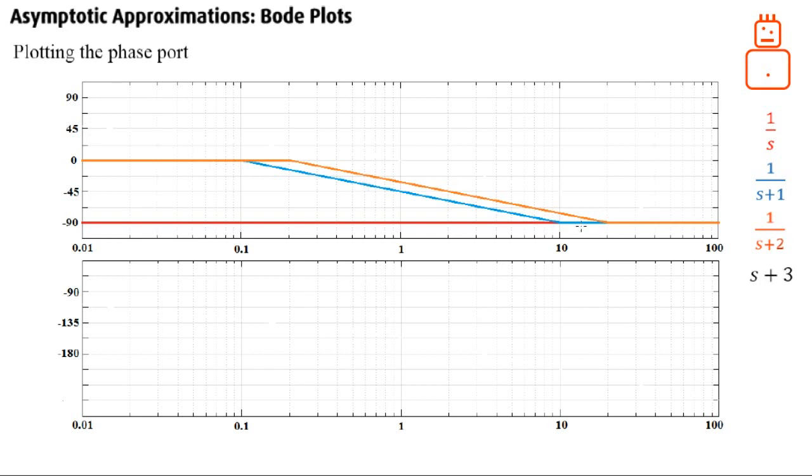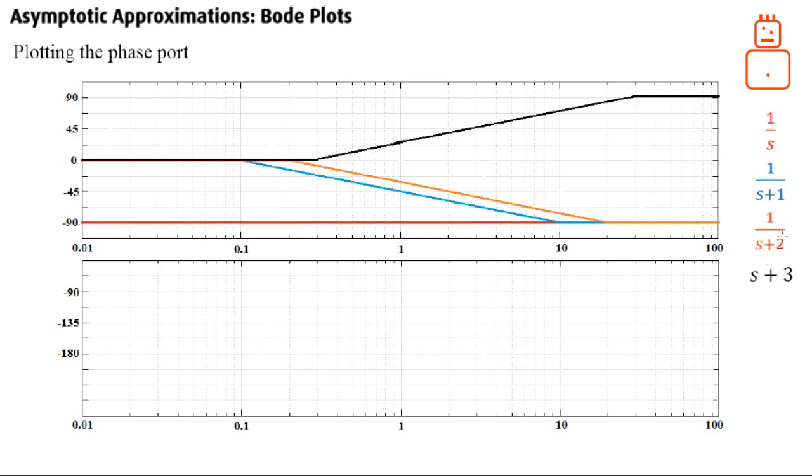We have one last slope that comes from the 0 at minus 3. So this will be 3 here. 1 decade before will be 0.3, and 1 decade after will be 30. So it will contribute 0 degrees until 0.3 radian per second. After that, we'll have a slope of plus 45 degrees per decade until 1 decade after the break frequency, which is 30.